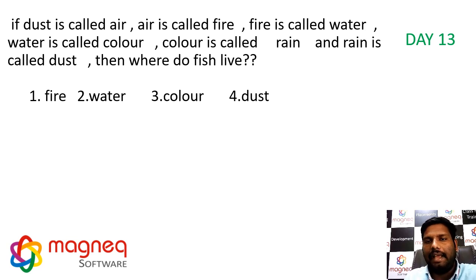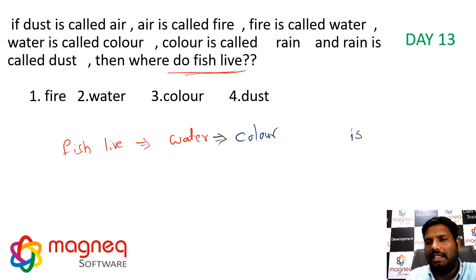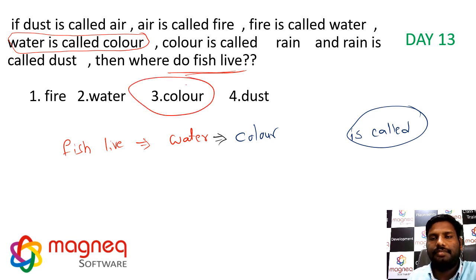If dust is called air, air is called fire, fire is called water, water is called color, color is called rain, and rain is called dust, then where do fish live? We know generally fish live in water. But according to the given, water is called color. So the answer is color. Third option.